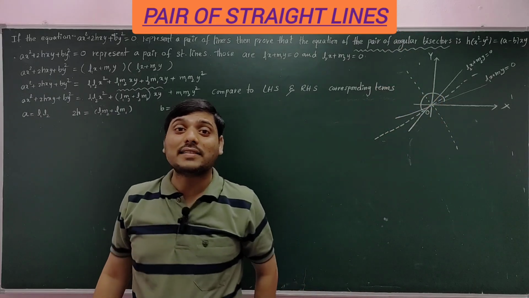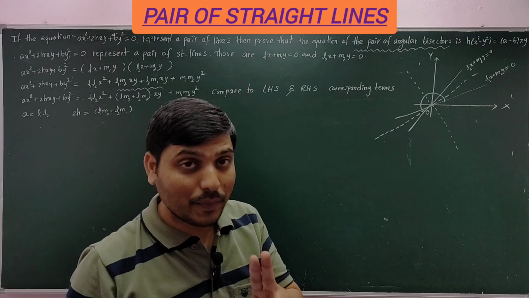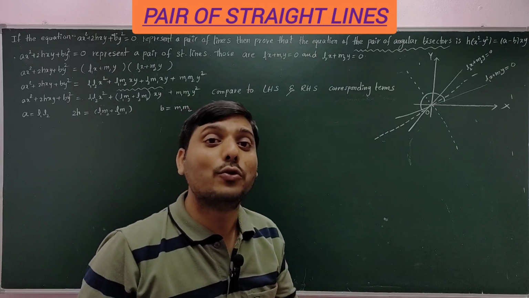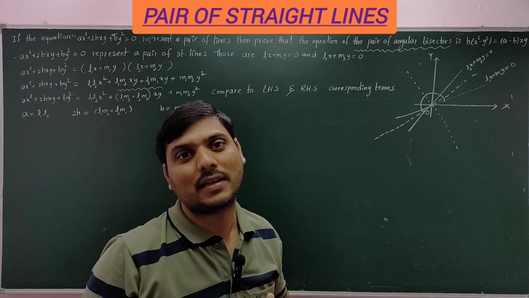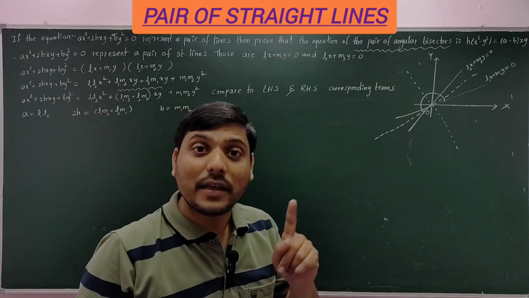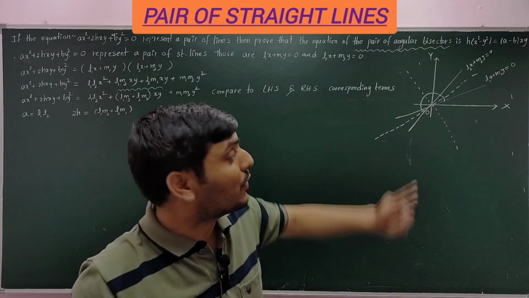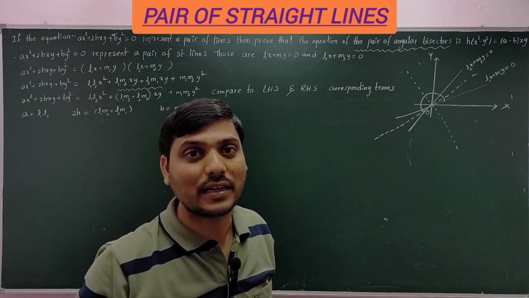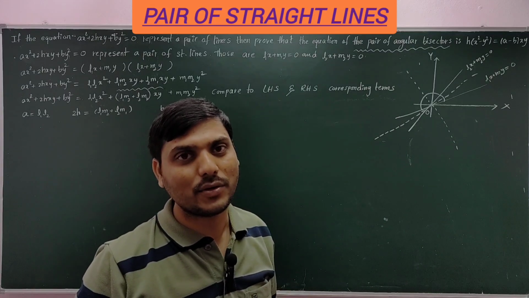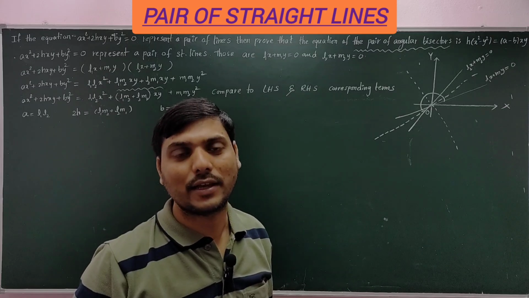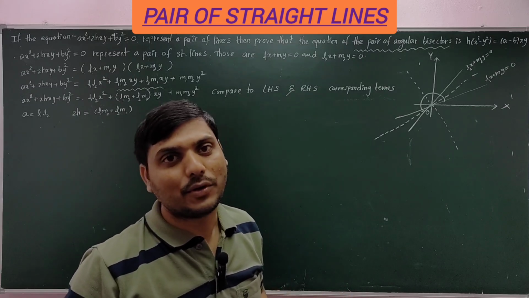Now these two lines also represent two straight lines, a pair of straight lines. That pair of straight lines is the final answer of the given question: h of x square minus y square is equal to a minus b into xy. You proved that concept. Okay.